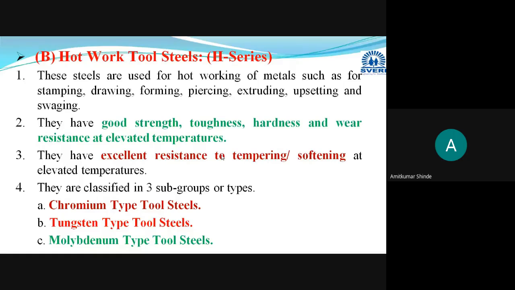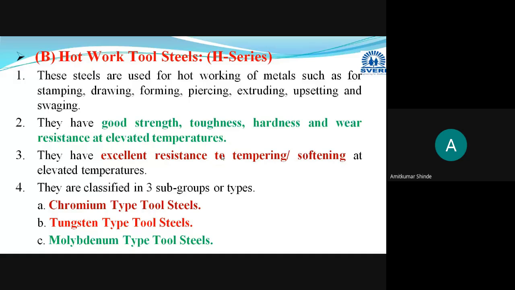In the previous lecture, we started the discussion related to tool steels, and we saw a brief classification of tool steels. From that, tool steels are classified into four types: cold work tool steel, hot work tool steel, high speed tool steels, and special purpose tool steels. Out of these, one type, cold work tool steel, and its four subtypes we studied in the previous lecture.